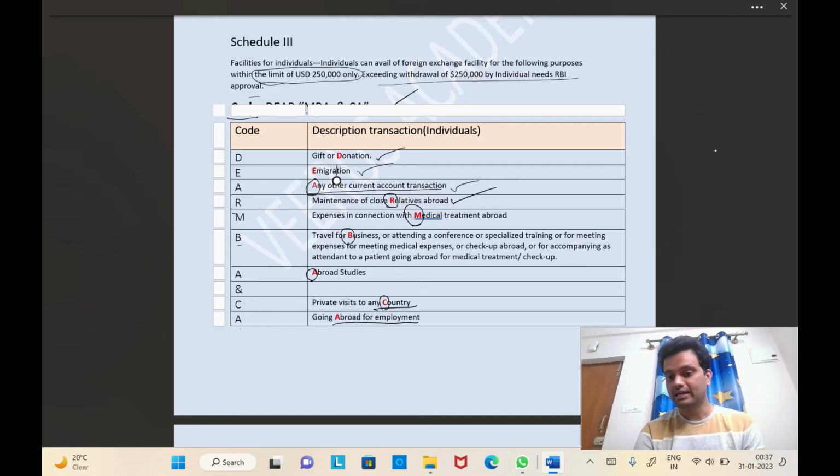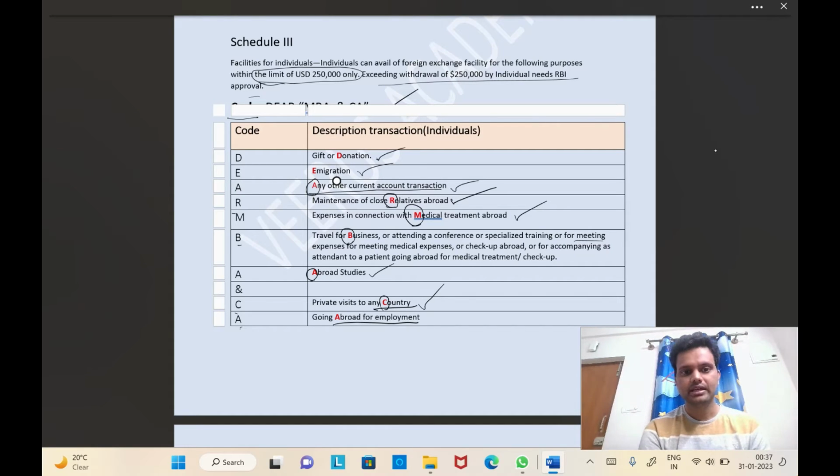M for medical treatment, expenses related to the medical treatment abroad. And B for travel for business, conferences, specialized trainings, meetings, etc. For that travel, RBI approval. And A for abroad studies. And C for private visits to any country. Private visits to any country, C for country. A for abroad for employment.